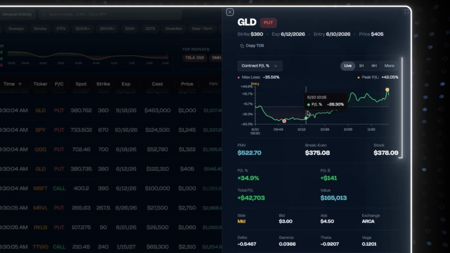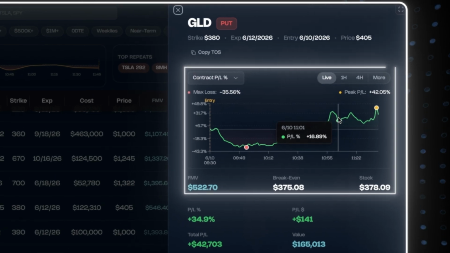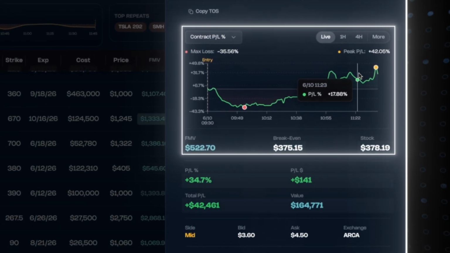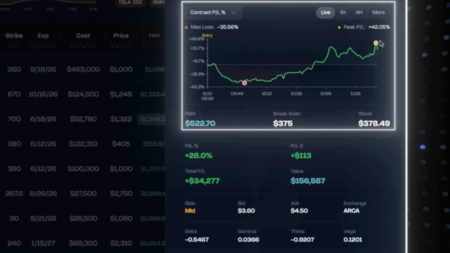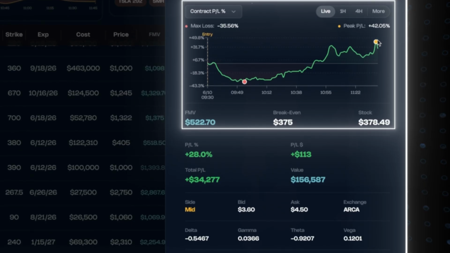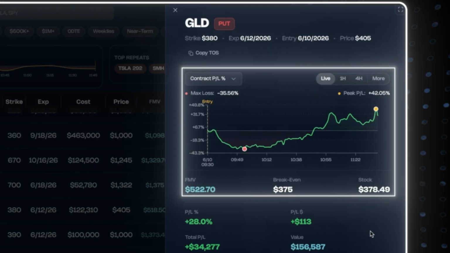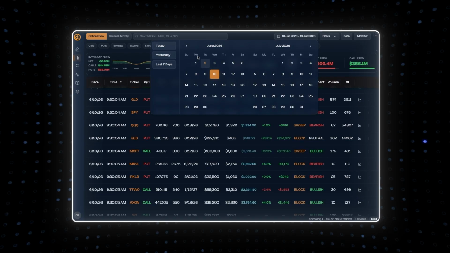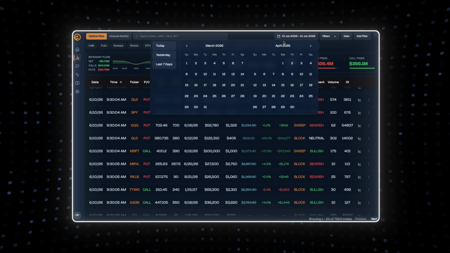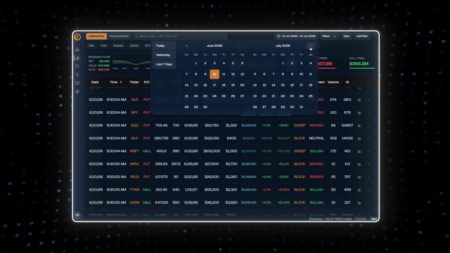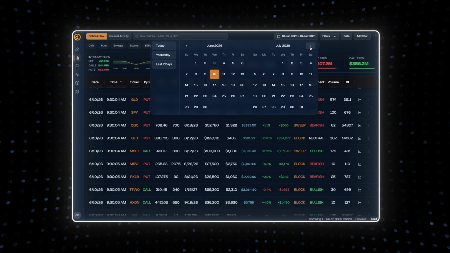You can see more details about the contract, how the option is moving, how it has performed since the trade came in, and what other activity is happening around the same contract. You can also track live profit and loss. This lets you see how a trade performs after it appears in the flow. You can review past trades, track live movement, and better understand what worked, what did not work, and why.